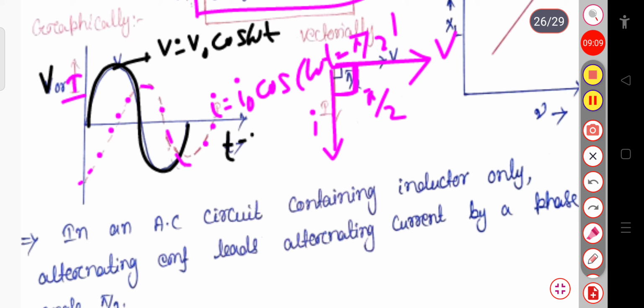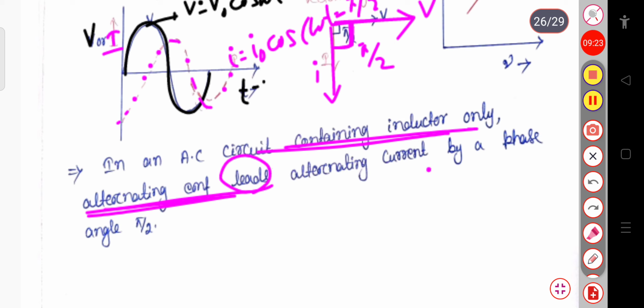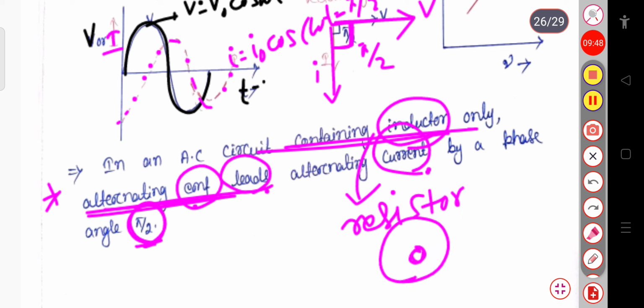Simply we can say that in an alternating current circuit containing only the inductor, the alternating EMF leads the alternating current by a phase angle pi by 2. This is important. But in case of an alternating current circuit containing a resistor only, they will be in the same phase, or the phase between them is 0 degree.